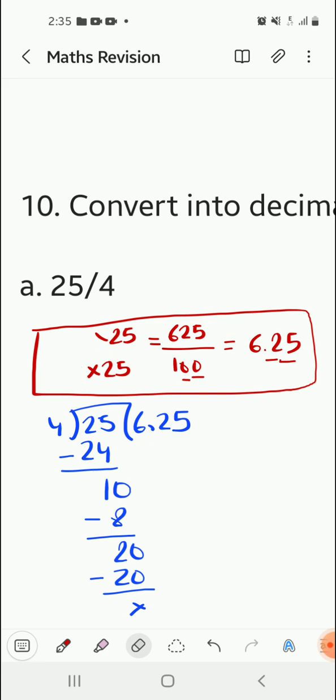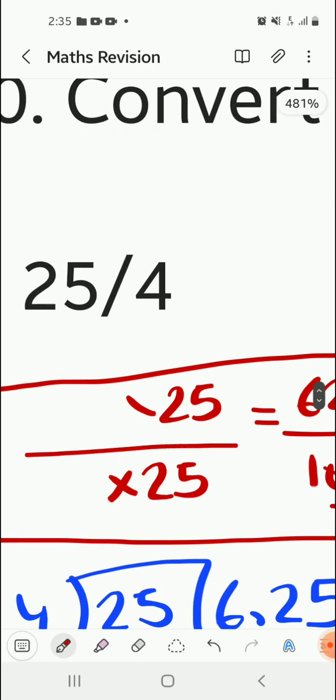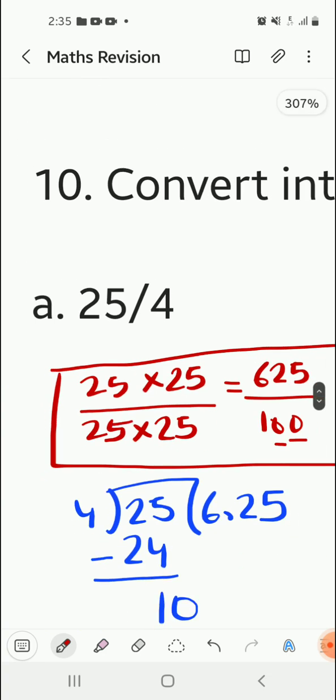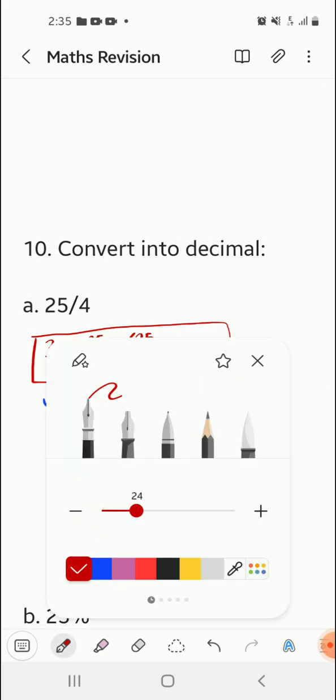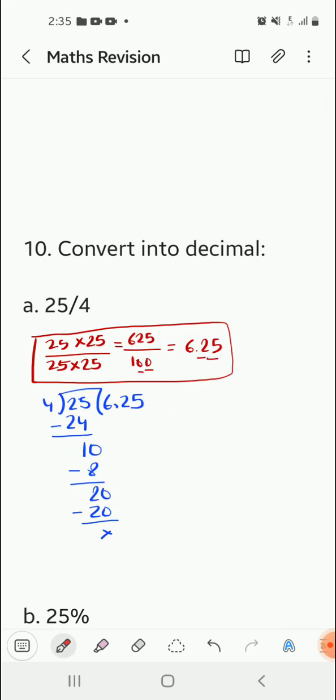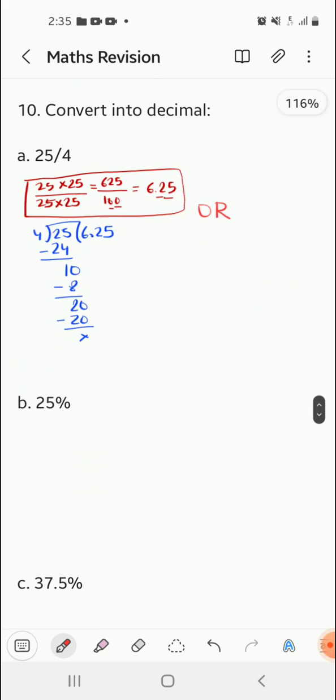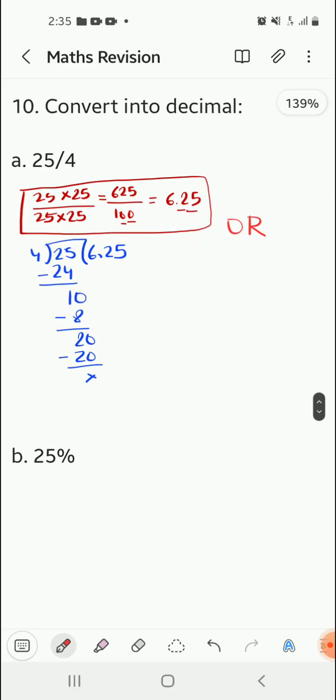For avoiding confusion, I'm writing the whole thing in red color. So this is 25 and 25. So the red one is a method and something written in the blue one is another method. So this is OR. You can follow any of these. So this or this. Moving on to the next question, we've got 25%. So this is very simple.